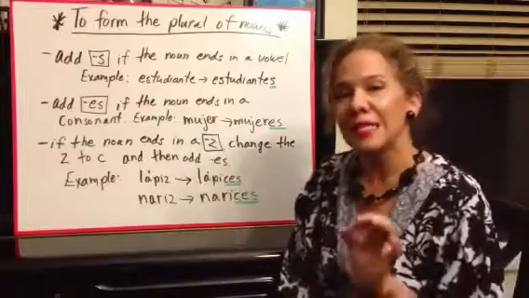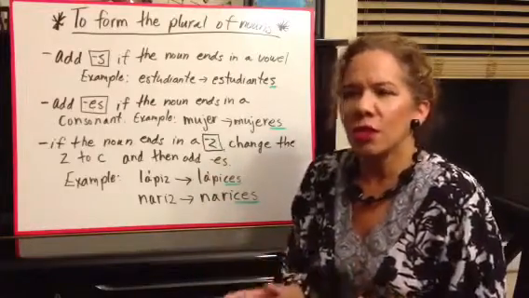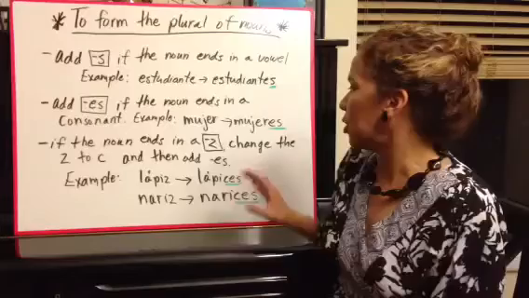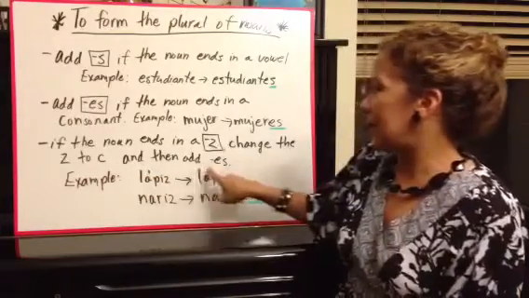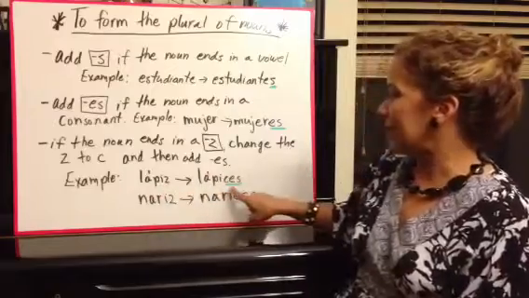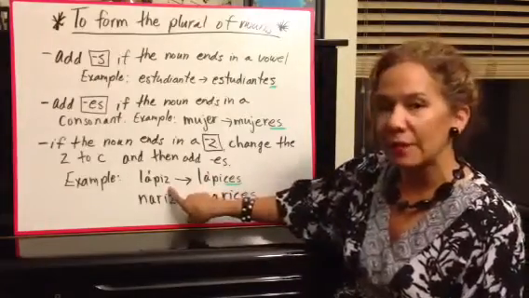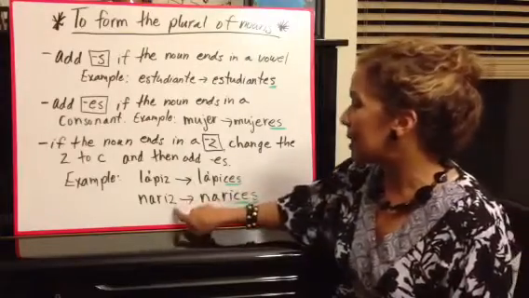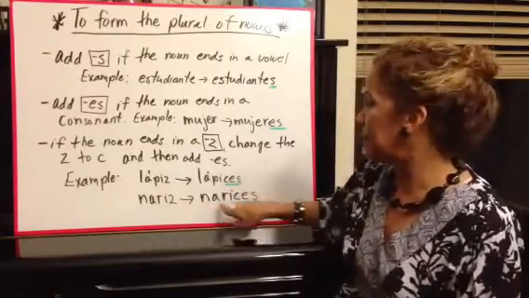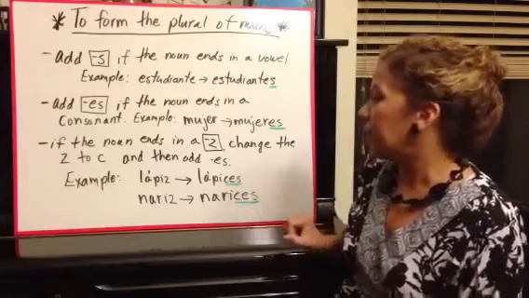Now, if the noun ends in a Z, the rules are going to vary a little bit. You're going to change the Z to a C, and then you're going to add ES. So lápiz becomes lápices. Notice that you remove the Z, and then you add the C, and then also add ES. Again, nariz. You remove the Z, replace it by C, and then you add ES.